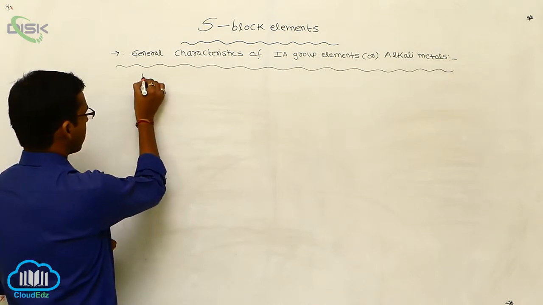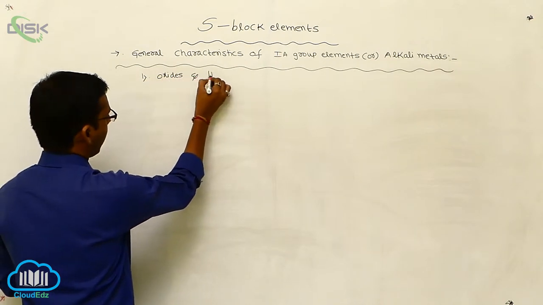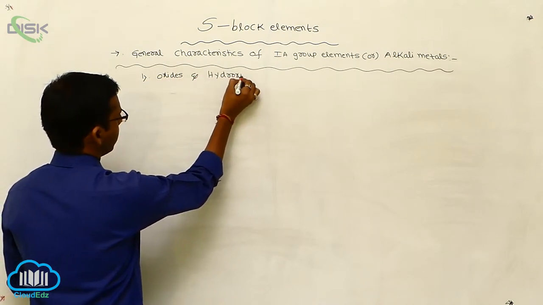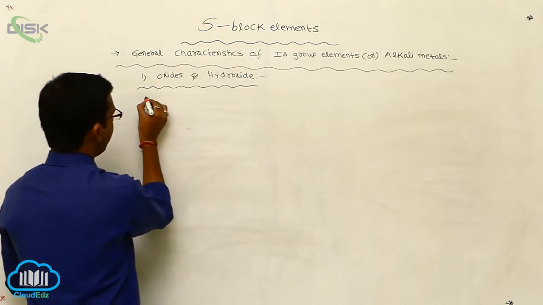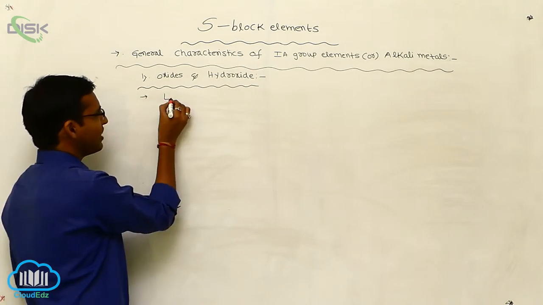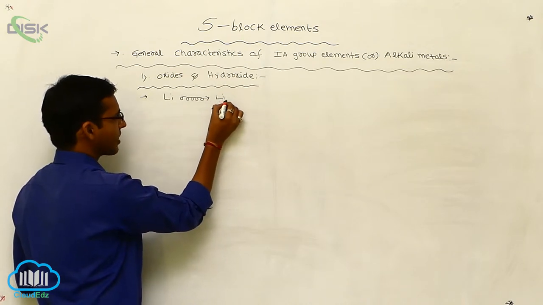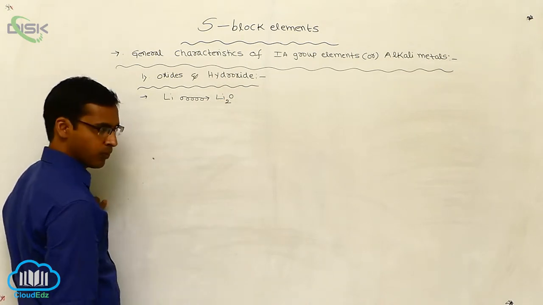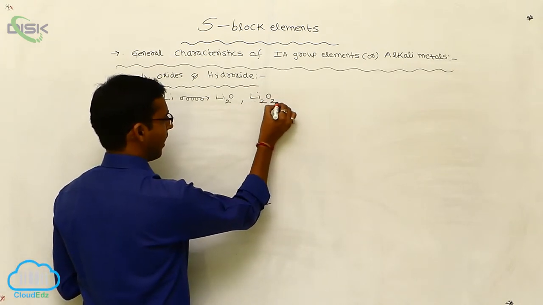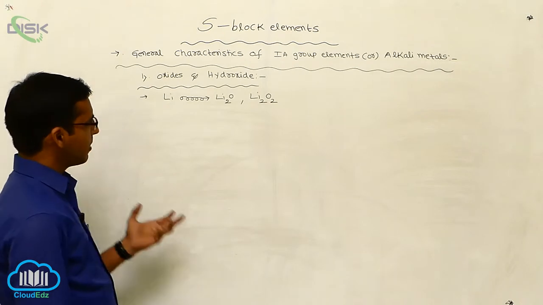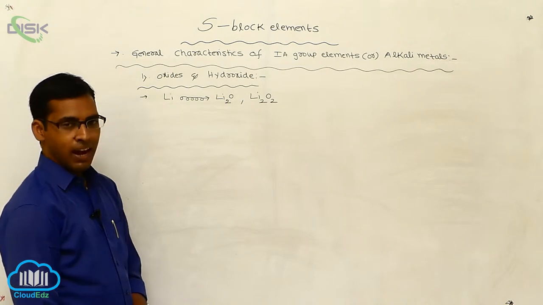So in that, the first one is oxides and hydroxides. See here, lithium metal. The lithium metal forms lithium monoxide, Li2O, or sometimes forms lithium peroxide, Li2O2. So lithium metal forms oxide and peroxide.